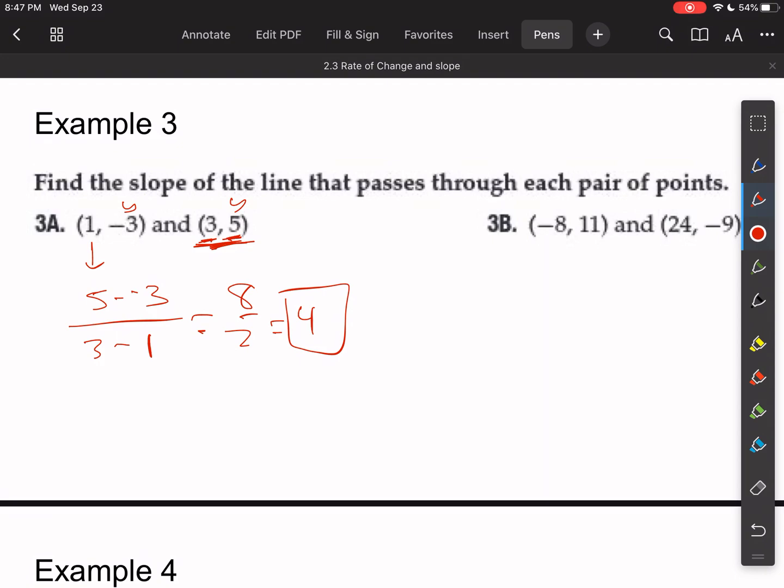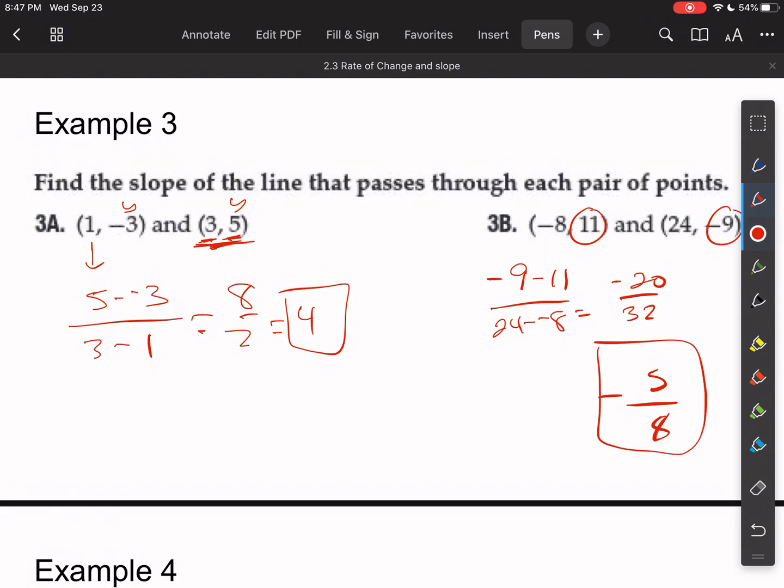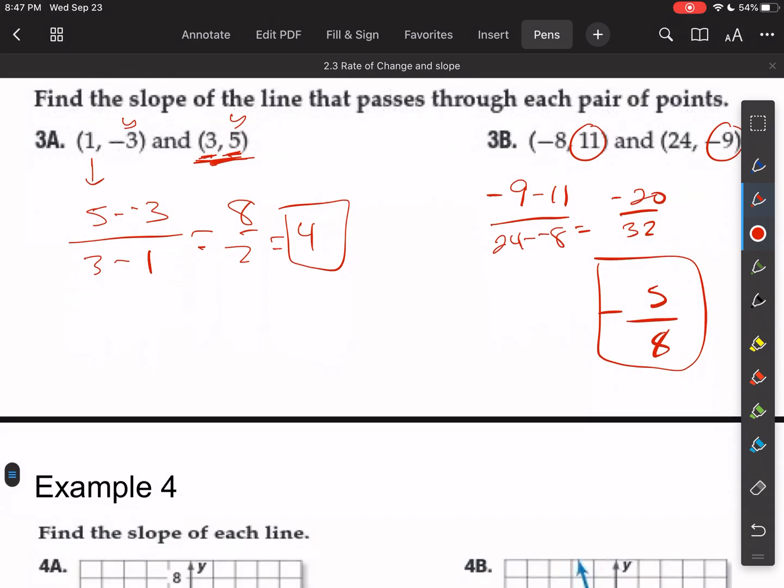We'll take the change in y over the change in x. So change in y: negative 9 minus 11. These are the y's, negative 9 minus 11, over the change in x, which is 24 minus negative 8. Negative 9 minus 11 is negative 20. 24 minus negative 8 is 24 plus 8, which is 32. And then if we reduce this, we know that at least 4 goes into both of these. 4 goes into 20 5 times, and 4 goes into 32 8 times. So we can call this negative 5/8 the slope for that one.